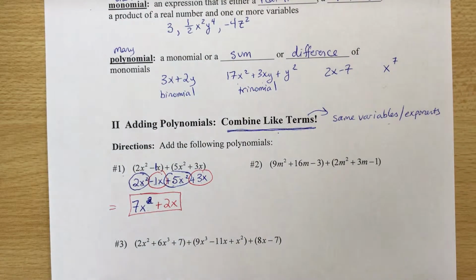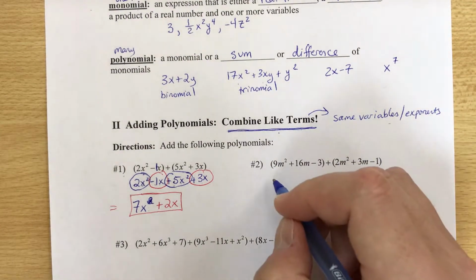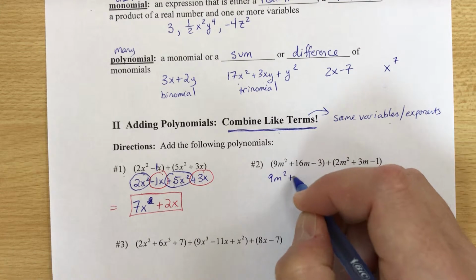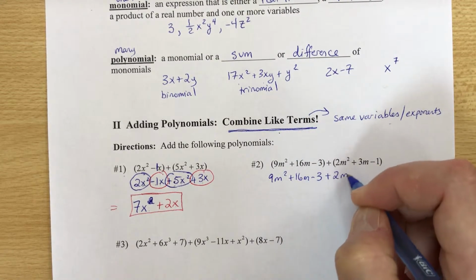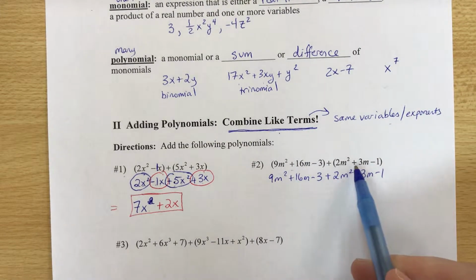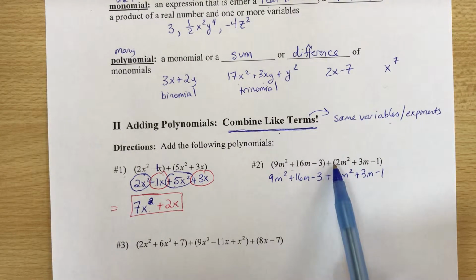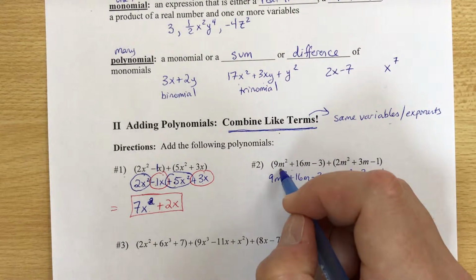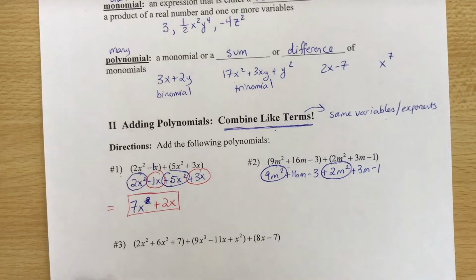All right, so let's take number 2. First thing I'm going to do is drop the parentheses. So I'm basically just copying this. And you may ask yourself, can't I just combine my like terms from the original problem? And the answer to that is yes. So if you wanted to do it from here, you could. However, I like writing it without parentheses. To me, it's less confusing.